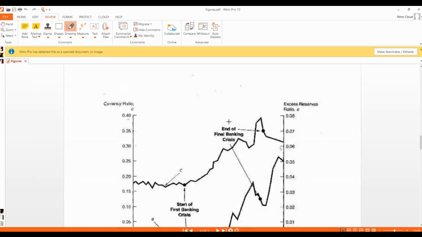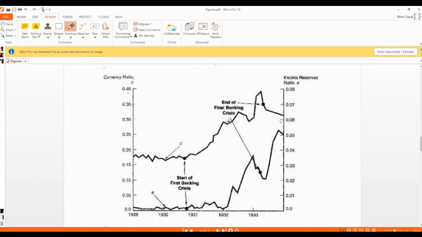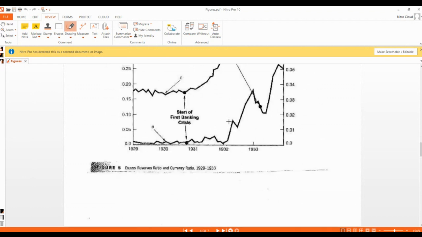So along comes 2000. Here's all of that in one figure: the currency ratio and the excess reserve ratio. Fast forward to 2008.